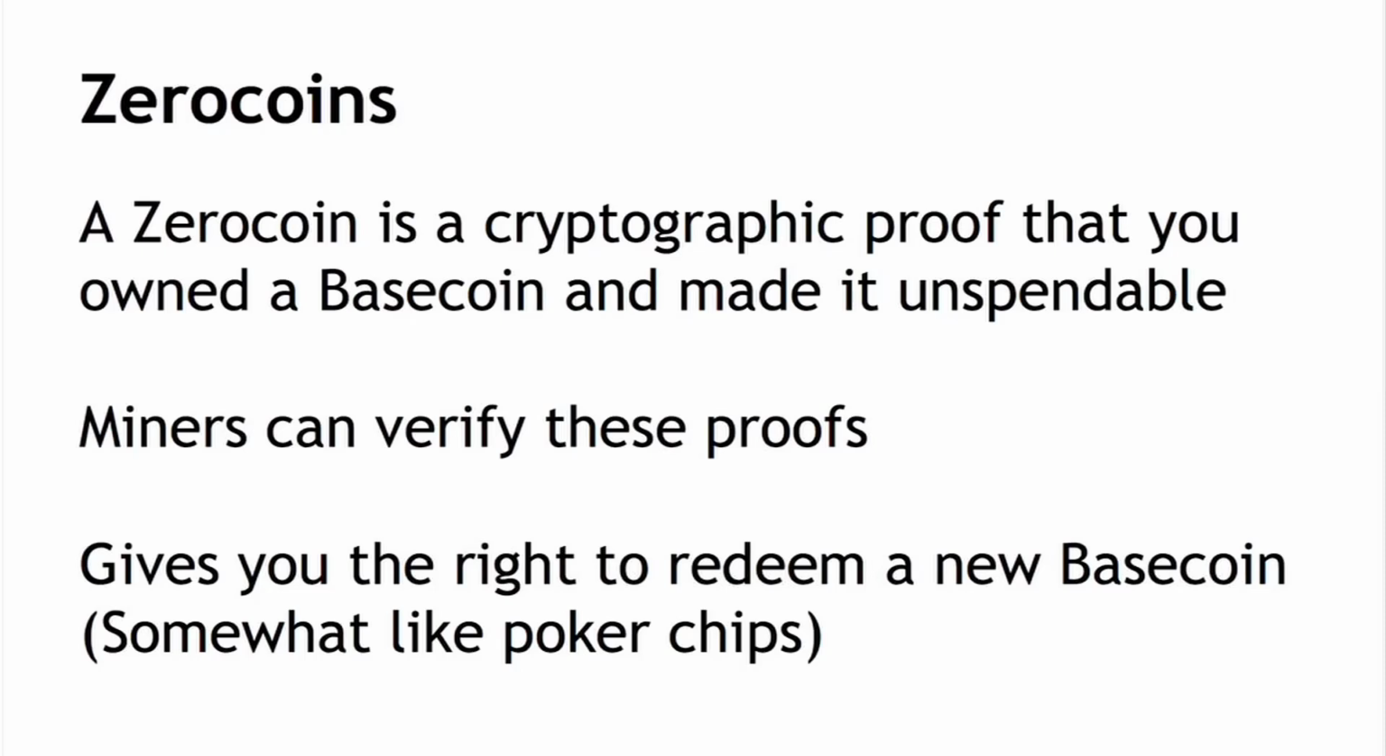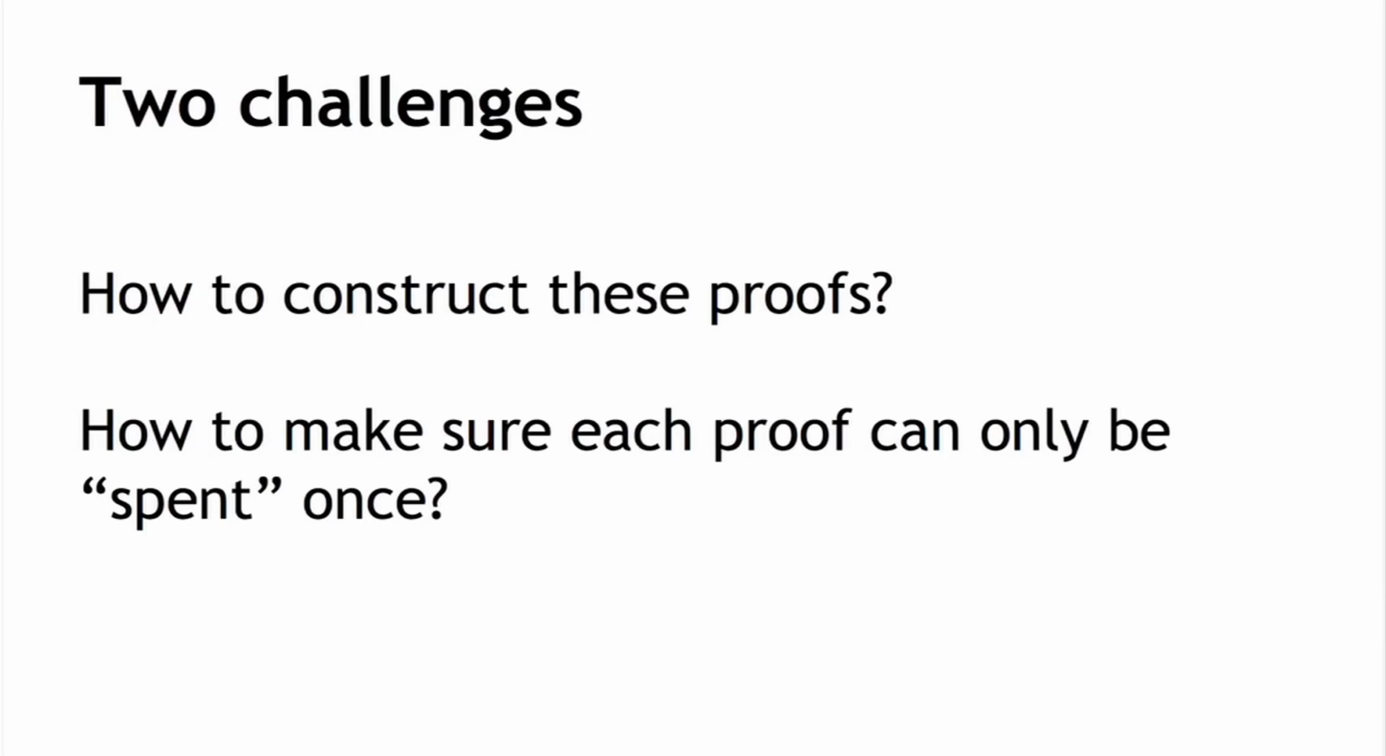And the analogy is a little bit like poker chips. So how could that work, and what properties do these proofs need to have in order to enable this? One challenge is how to construct these proofs, and the other trick is how do you make sure that each proof can be spent only once, can be used only once to redeem a basecoin, because if you don't have that property, then it's going to lead to double spending. So let's see how to do that.